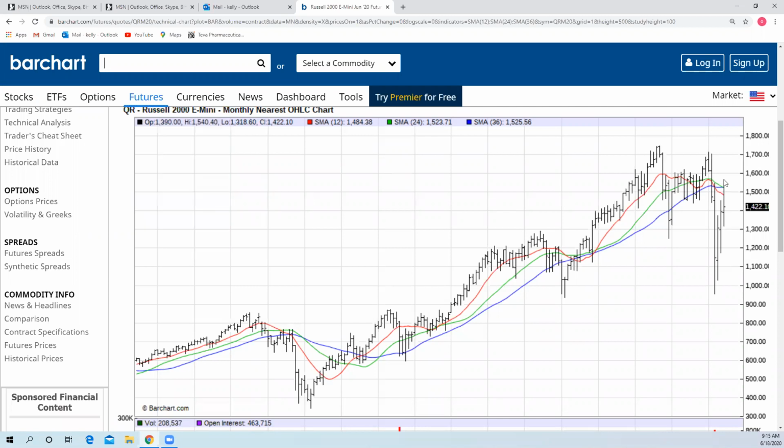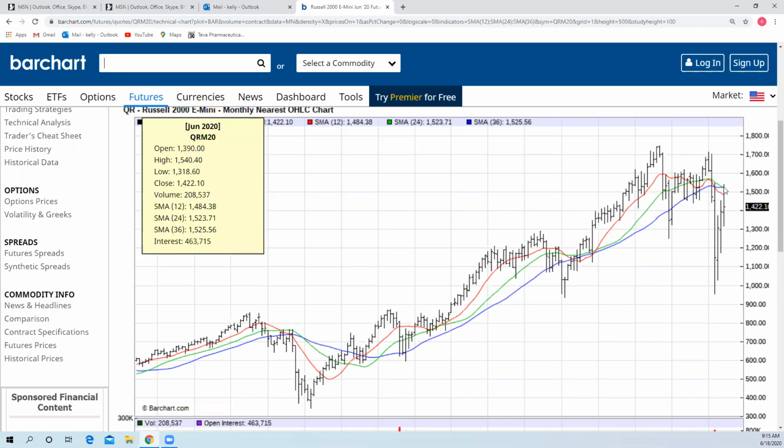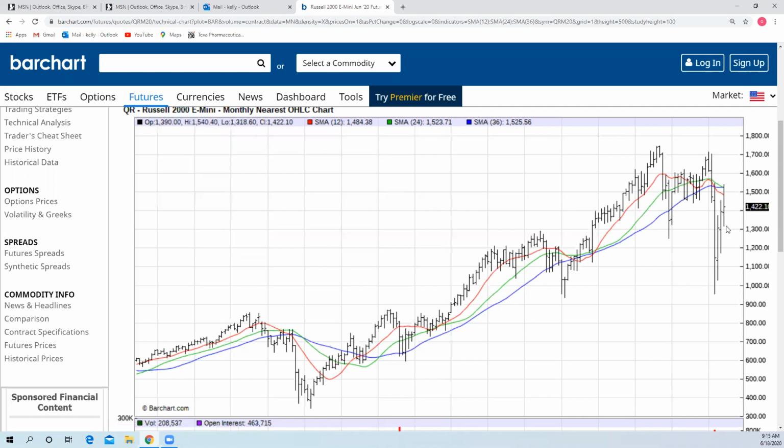But we've come up here into that resistance zone. Look where the moving averages are: 1484, 1523, 1525. What was the high this month? 1540. You penetrated it. You breached it. That's not bad. That's good. Problem is after you breached it, you went into the soup and you went all the way down to 1318. You lost over 200 points on the Russell this month from the high.